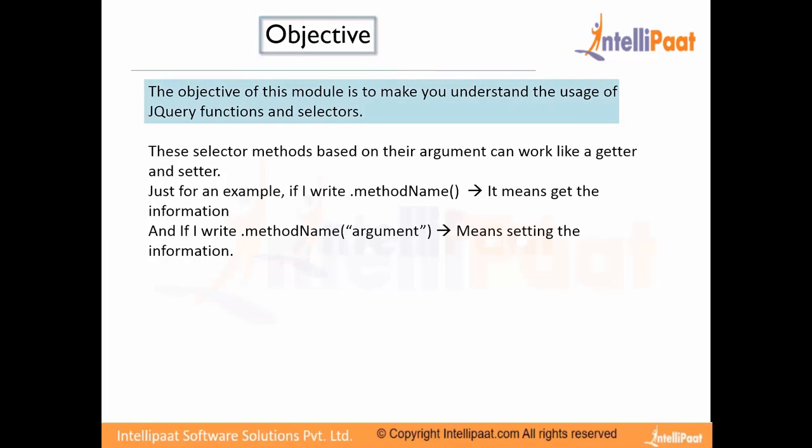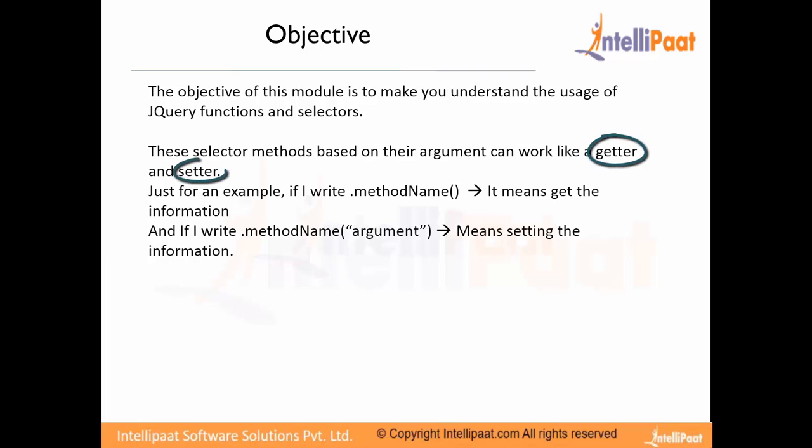In this session, we will be looking at some functions and CSS. Let's start. What is the objective of this session? To make you understand the uses of jQuery functions and the selectors. These selectors may behave differently based on their argument. They may behave like a getter or setter depending on whether there is an argument or not.